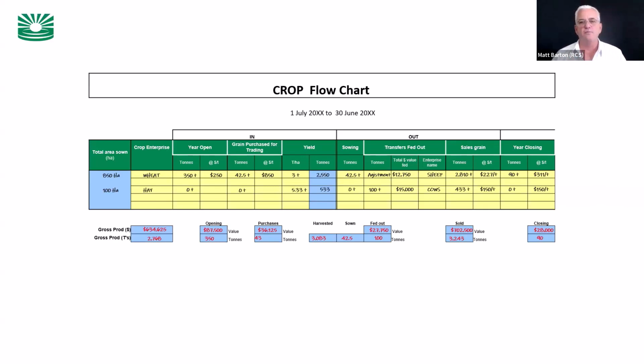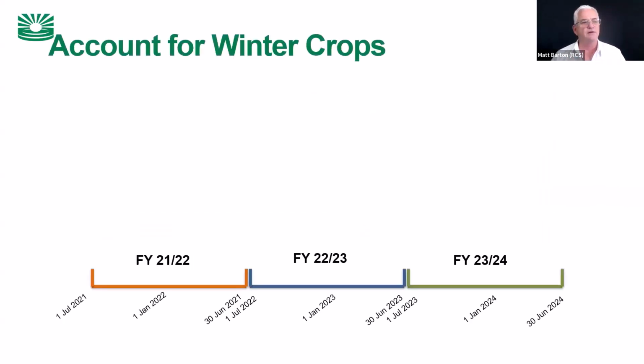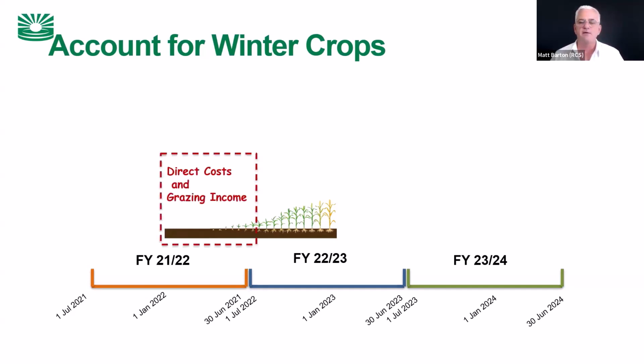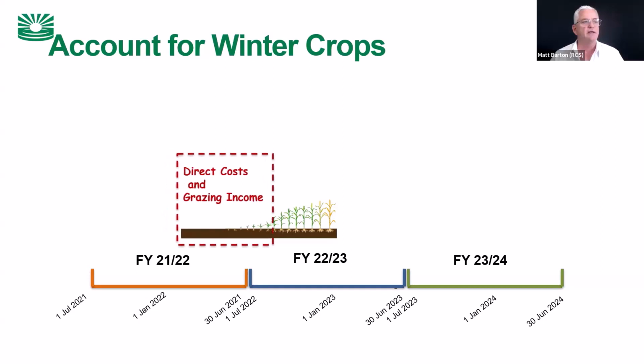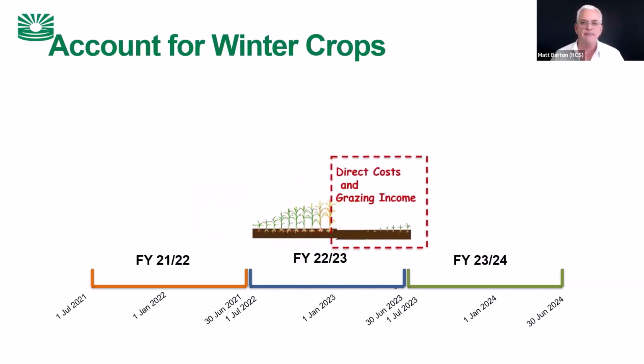We also need to account for winter crops, because winter crops cover 2 financial years. In this case, in a winter crop, we really start preparing that paddock for a winter crop around the 1st of January. And then by the 1st of January next year, that crop is finished. And so what we need to do is to move those costs that we've incurred in the previous financial year and bring them into the year that the harvest has occurred.